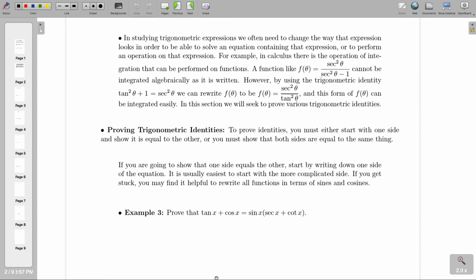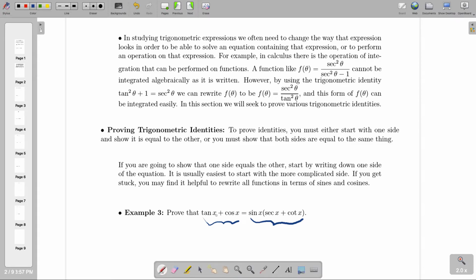We're now going to work on something called proving trigonometric identities. So the idea here is that we're going to be given a statement that says that we have this left side, and that it happens to be equal to this right side, even though they don't really look much like each other right off the bat. And it's going to be our job to prove that this left in fact equals the right.